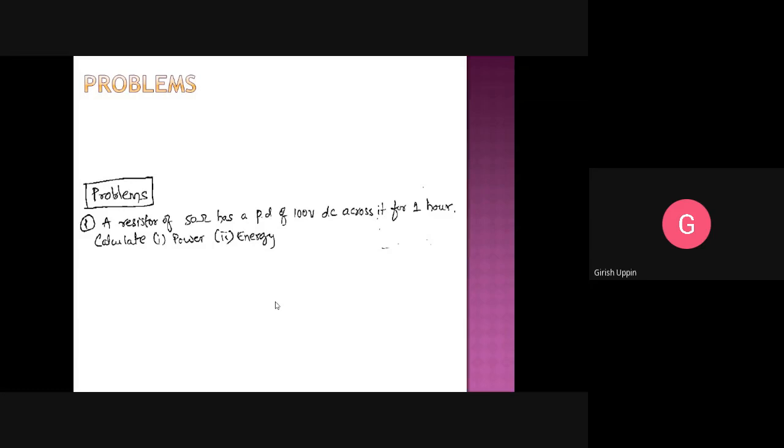For whatever we have seen, the first problem: a resistor of 50 ohm has a potential difference of 100 volt DC across it for 1 hour. Calculate the power and the energy. Please, can you do the calculation? I want answers. I have a resistor of 50 ohm, so the value of R is 50 ohm, and the voltage across that particular resistor is 100 volt. So we know R, we know V, and we also know that it is applied for 1 hour. You have to find the power.